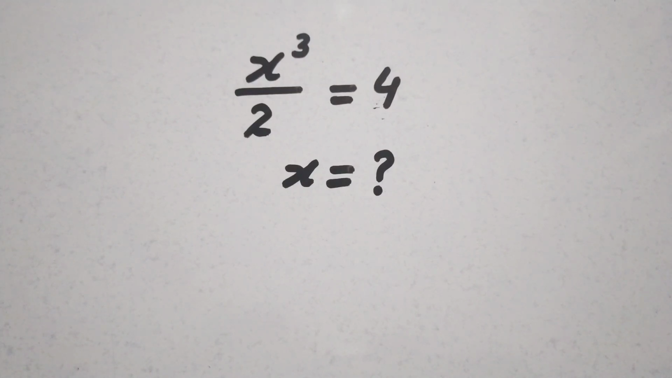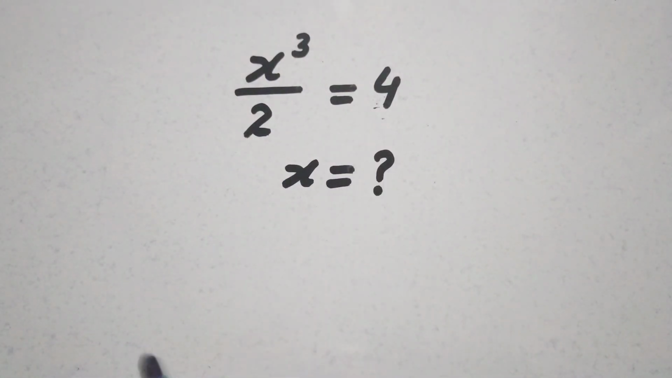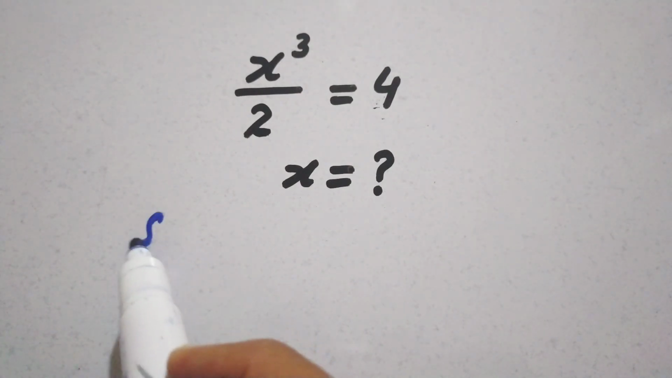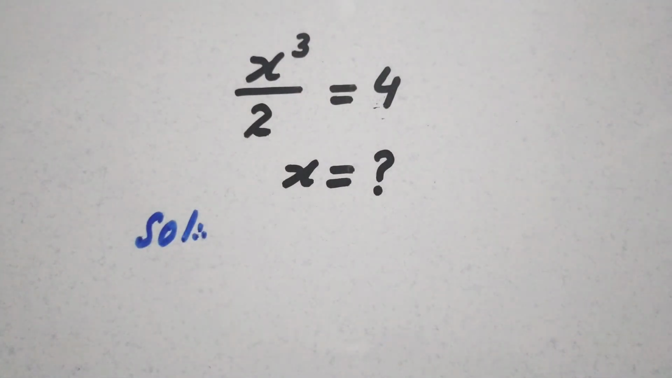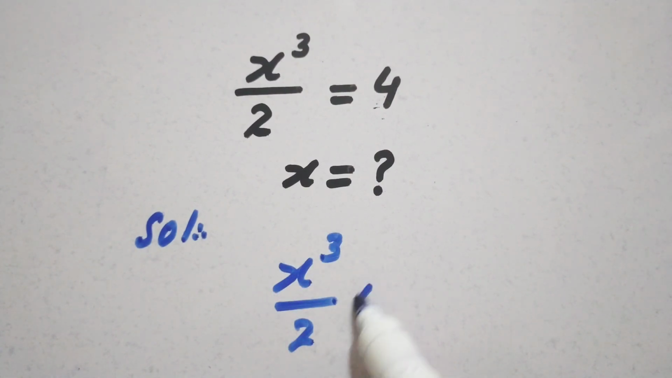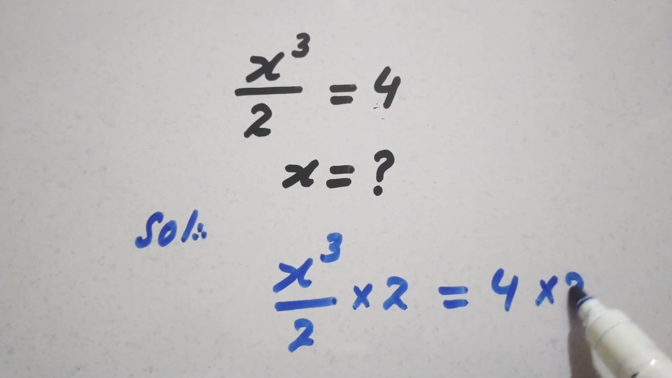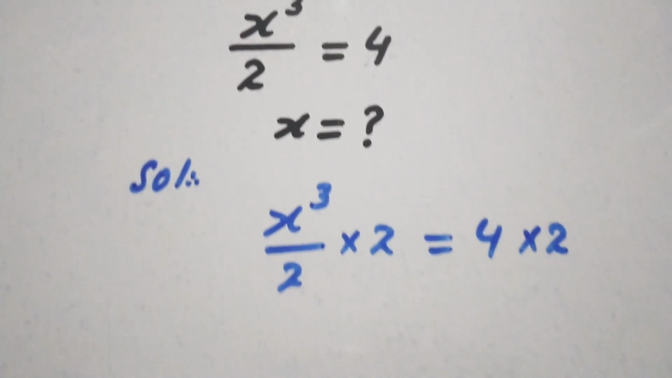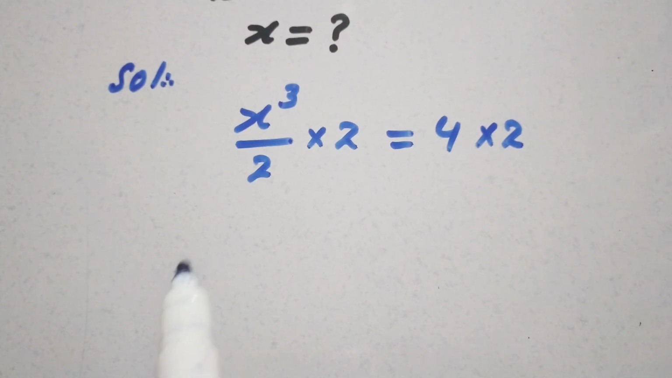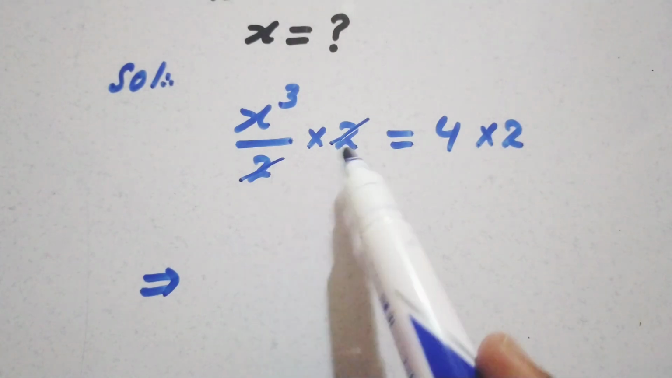Everyone, how to solve this very nice problem: find the value of x if x cube divided by 2 is equal to 4. Let's come to the solution. First of all, multiplying both sides by 2: x cube divided by 2 multiplied by 2 is equal to 4 multiplied by 2. This implies the 2 from the denominator and the 2 from the numerator cancel out each other.